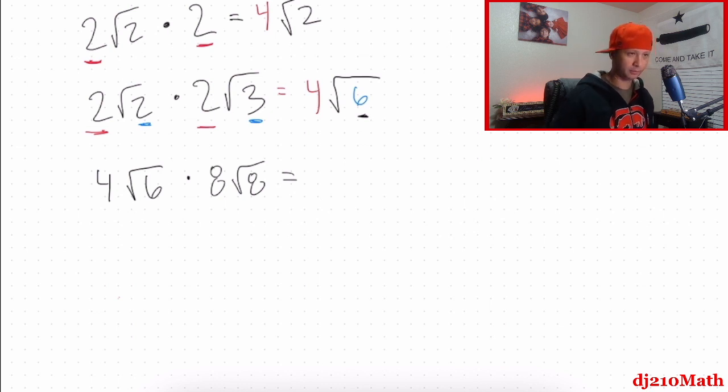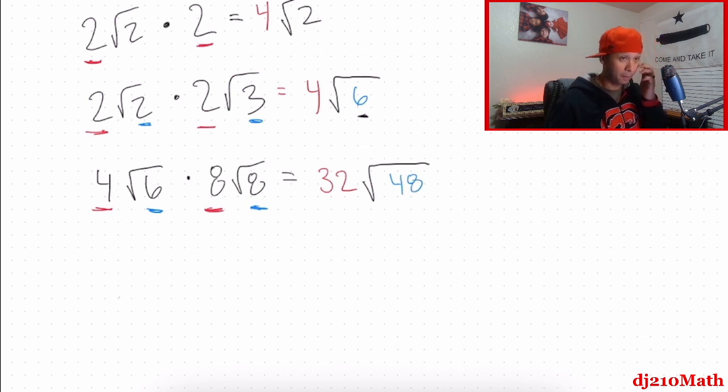So let's just stick to our comfort zone. I want to do outside times outside, 4 times 8, 32. We'll do inside times inside, so the square root of 6 times 8, which is 48. Now this is the answer: 32 root 48. However, you always want to simplify the part that's inside.